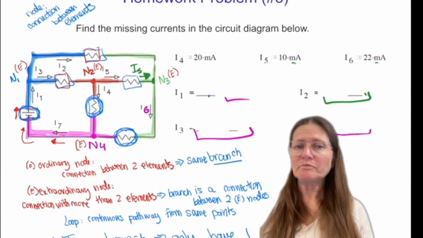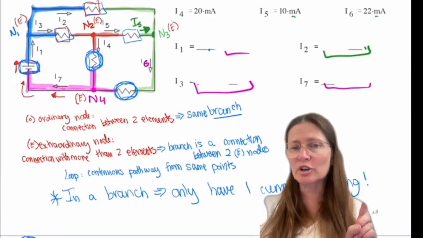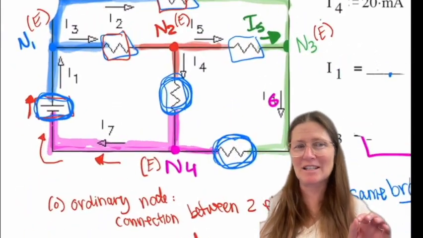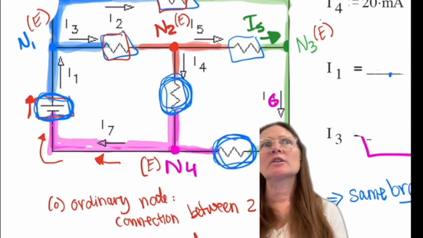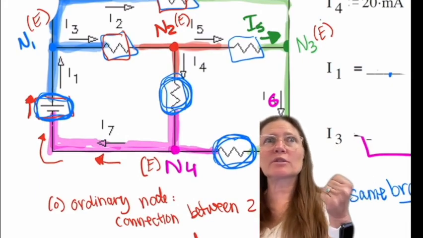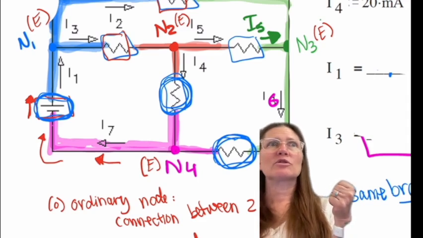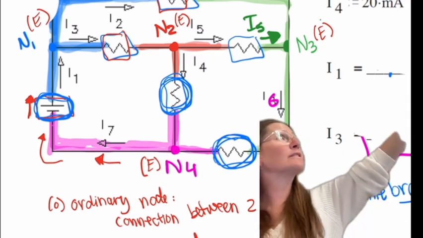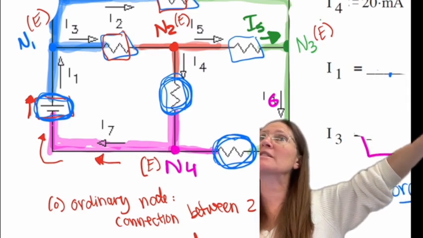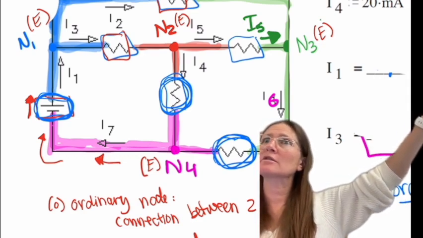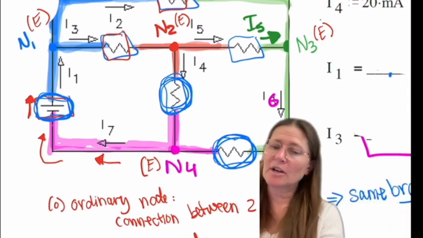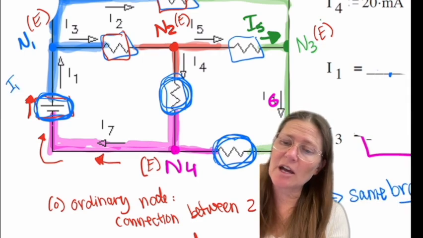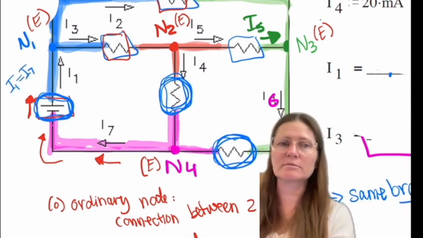Because you can only have one current in a branch, and I'll keep going back to that, we said that the battery here was the only element in that branch. So because we can only have one, that means that I1 and I7 have to be the same current. Does that make sense? Okay. So because of that, I1 has to equal I7.